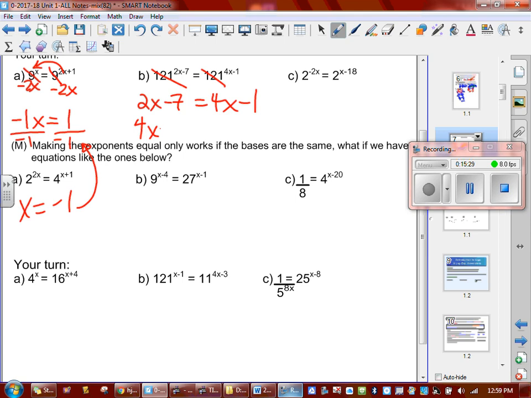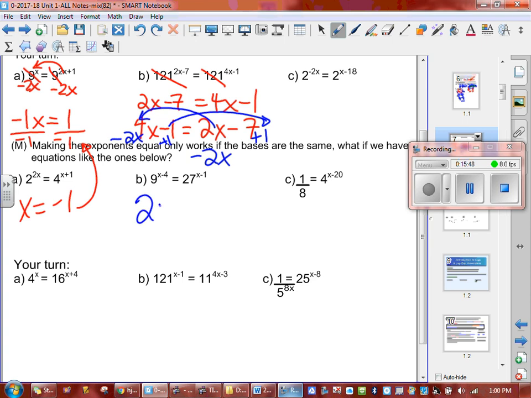Now I'm going to take my 2x to the left, so I can subtract 2x, subtract 2x, take my 1 to the right, so plus 1, plus 1. That's going to give us 2x equals -6. Okay? Then we're going to divide out the 2, divide out the 2. So x equals -3.